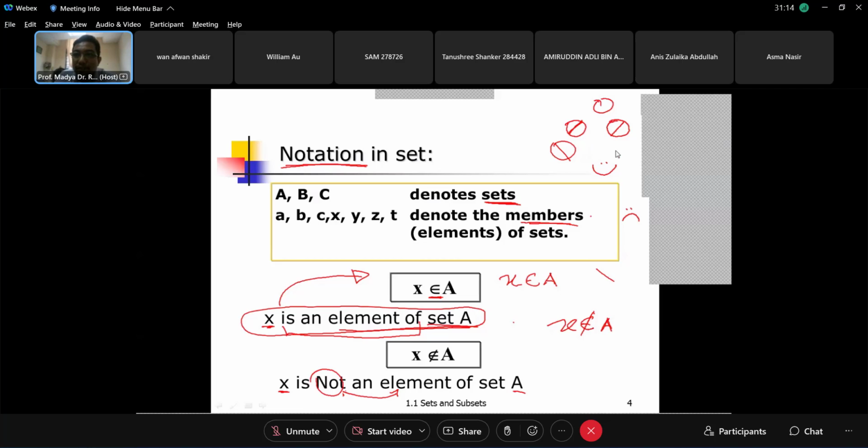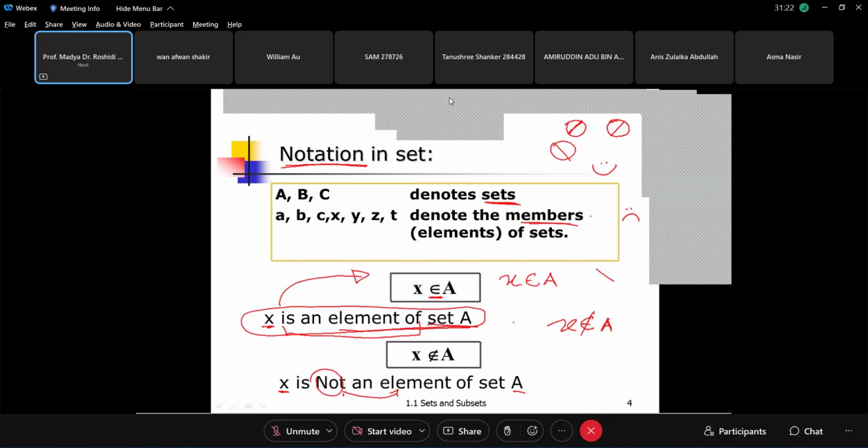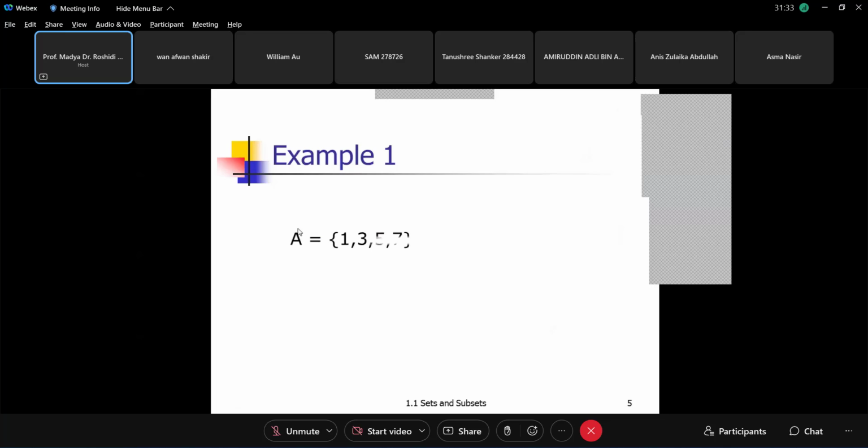Okay, one more thing. Before that, stop the video, because this video will disturb the network line. Okay, then we move to the example.